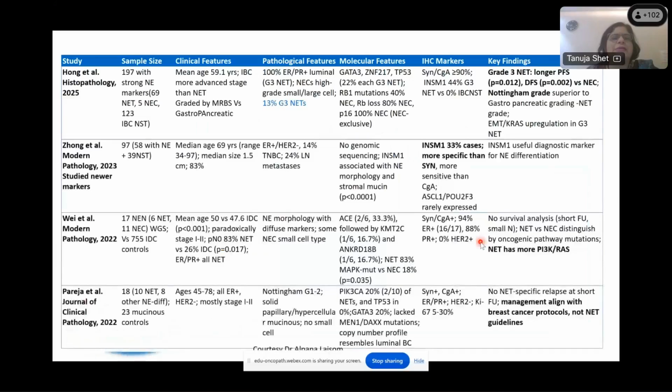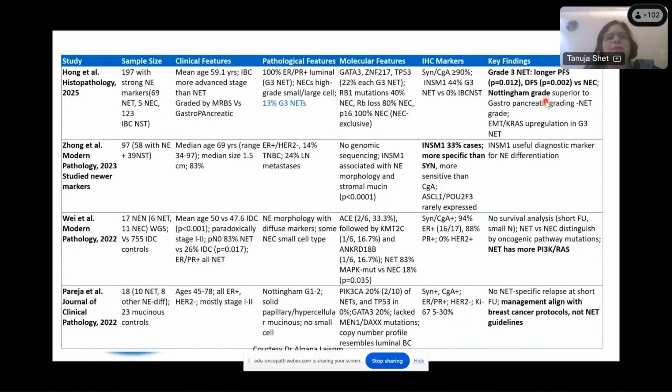Now let's look at these studies. Now I'm not going to go into this table. Alpana, my student, has made this table for me. So in the latest study, this particular guy from Memorial said that you should use the Nottingham grade to classify these NETs, or neuroendocrine tumors of the breast, because that defines the prognosis better.